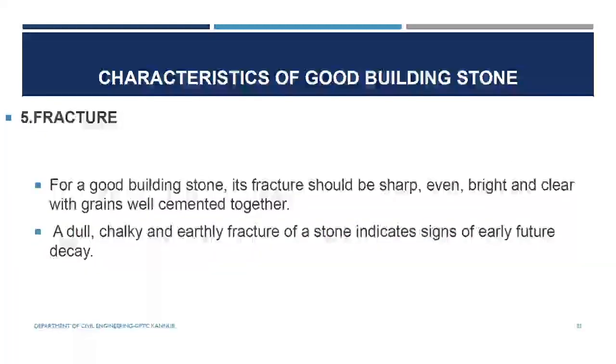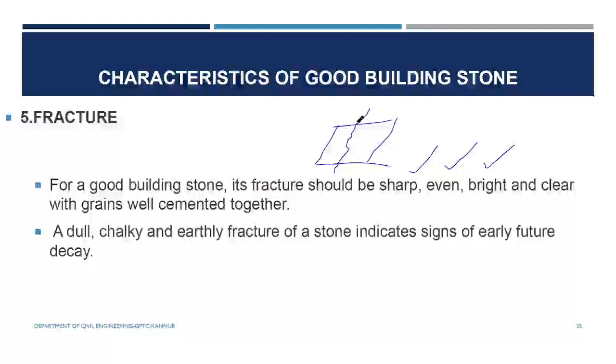Then fracture. For a good building stone, its fracture should be sharp, even, bright, and clear with grains well cemented together. Consider a stone. This is the fracture area. If we hammer it here, the cutting plane should be in this direction. This is called a fracture. The fracture should be sharp, even, bright, and clear with the grains well cemented together.